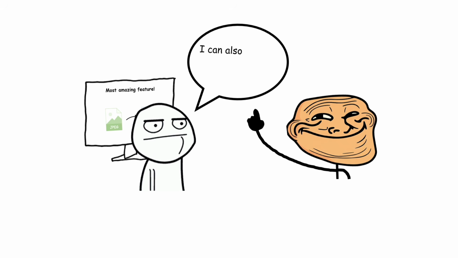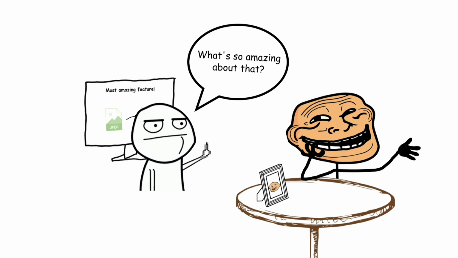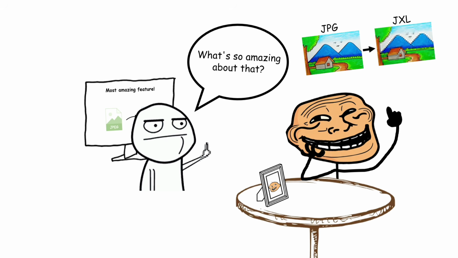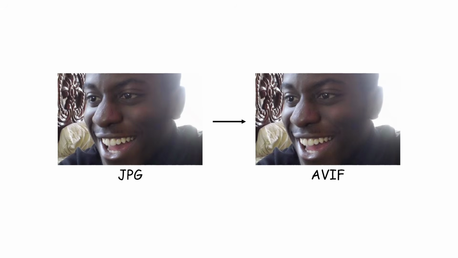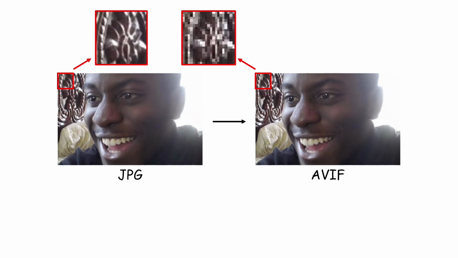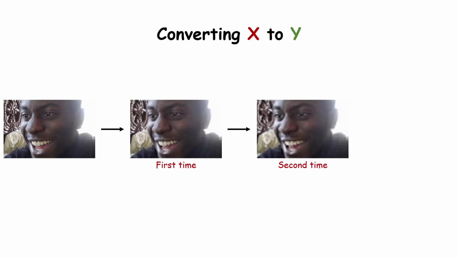Of course, the most amazing feature of JXL is that you can convert JPEG files to JXL. You might say, I can also convert my JPEG file to other formats. What's so amazing about that? Well, the amazing part is that converting JPEG to JXL is done without the slightest loss in quality. When you convert JPEG or any other format to another new format, with each conversion, some of the image information is thrown away, and over time, the image gets lower and lower in quality.